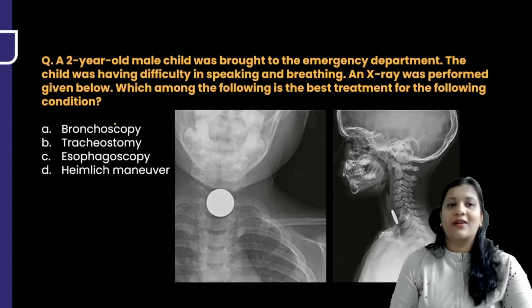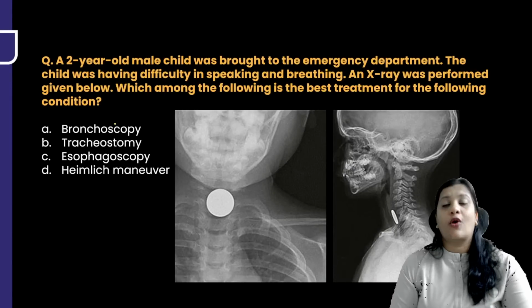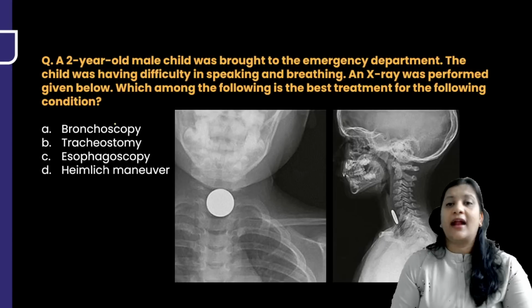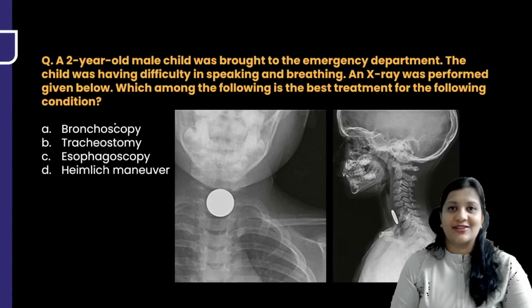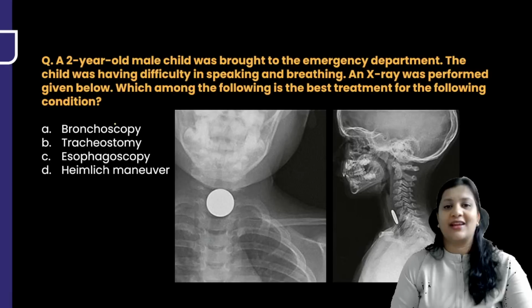A 2-year-old male child was brought to the emergency department. The child was having difficulty in speaking and breathing. An X-ray was performed and the image is given below. Which among the following is the best treatment for the following condition? Is it bronchoscopy? Is it tracheostomy? Is it esophagoscopy? Or is this Heimlich's maneuver? What should you do for this particular patient?